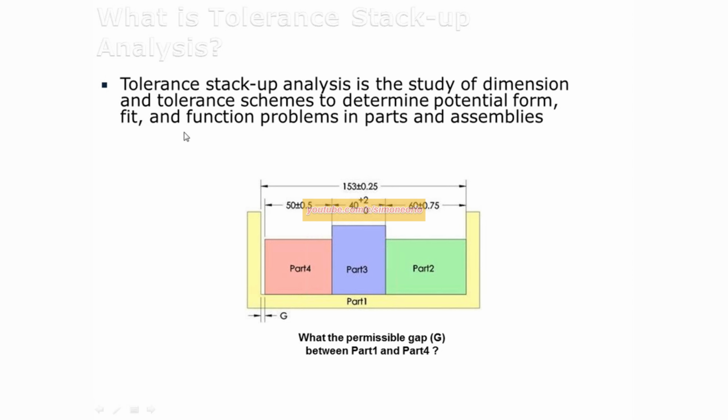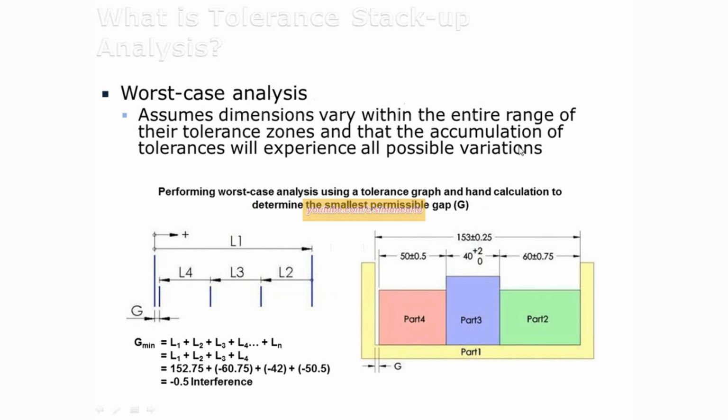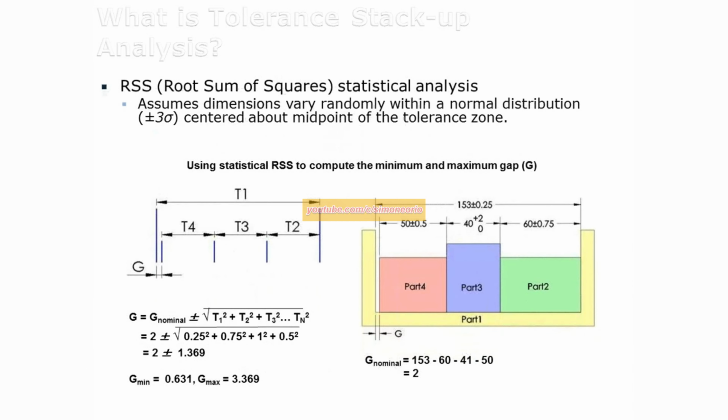But if you already have the DIM expert tolerances, why don't you just let solvers do it for you? So it'll assume a worst case analysis. It'll assume dimensions vary within the entire range of the tolerance zone and give you the worst case number. It will also do a root sum of squares statistical analysis, and this is something that's been in there for quite some time. So it assumes dimensions will vary randomly with a normal distribution.